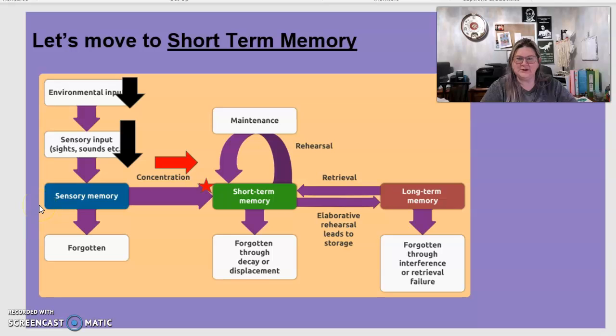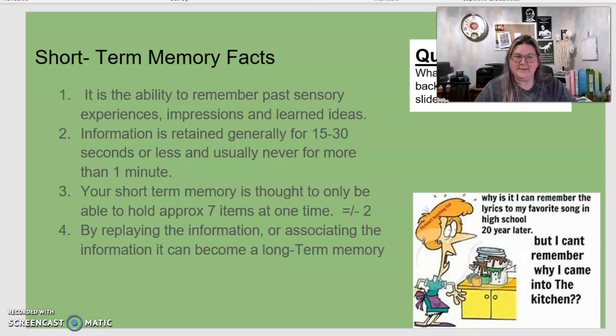So let's go back to our flowchart. We've got an environmental input. It's gone into our sensory memory. We've decided not to forget it, so we're concentrating on it. Then it becomes a short-term memory. Short-term memory is the ability to remember past sensory experiences, impressions, and learned ideas. Information is generally held for 15 to 30 seconds or less, but usually never more than 1 minute. Short-term memory is also thought to only be able to hold about 7 items plus or minus 2.